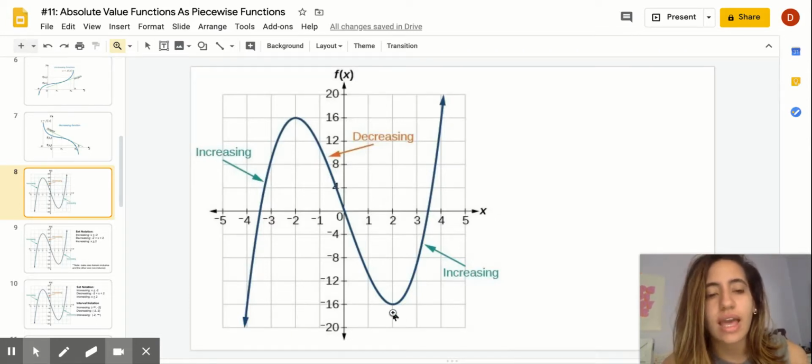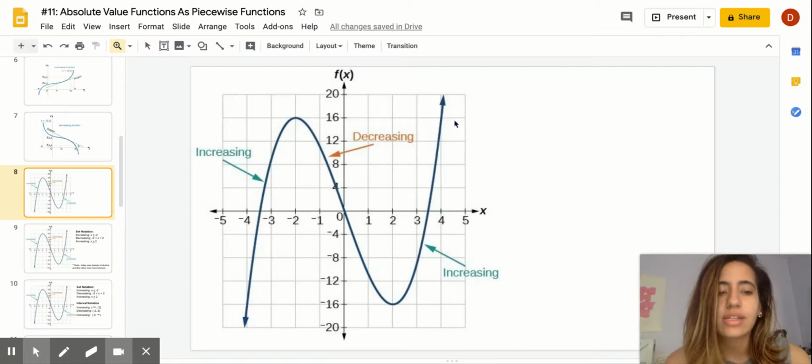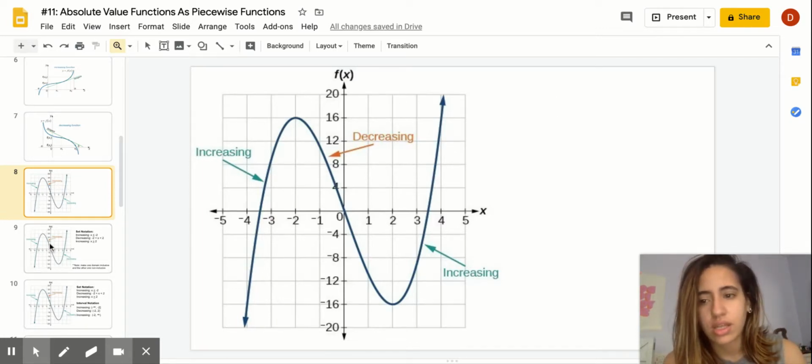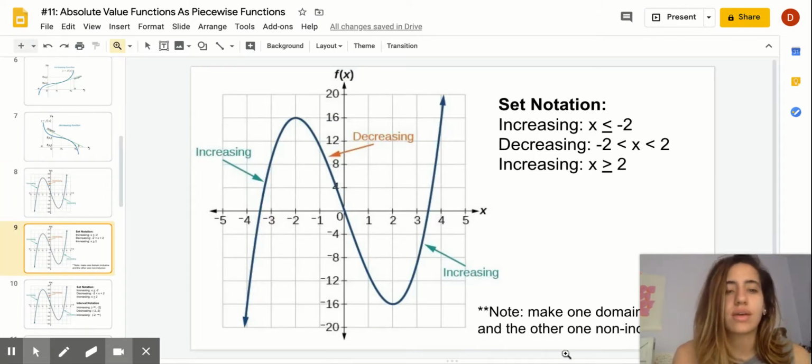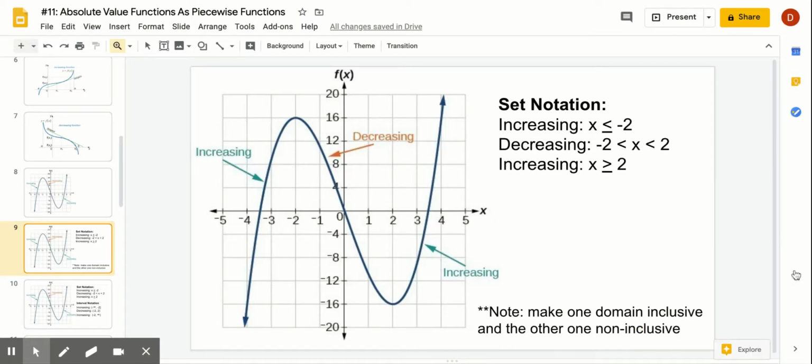And then once again, it flips up again. There's another vertex, and so it's going to be increasing. So basically, anytime you see a vertex, you're going to see that there is going to be a change in whether it's increasing or decreasing. So here I'm going to give you an example, and I'm going to take away my little video. I'm going to give you an example of how to describe the increasing or the decreasing intervals on a function.